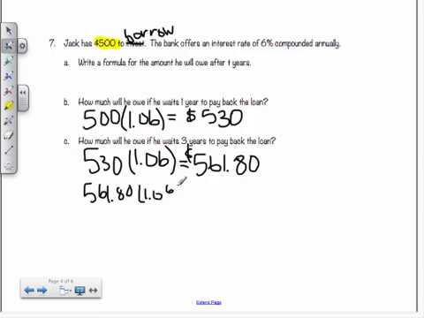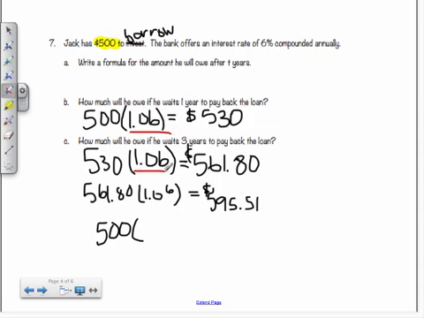And you end up getting $595.51. Okay, so notice how when it's compounded annually, I multiply the 1.06 by the new amount, not the original amount. Remember in the last video we talked about how the shortcut is just to take my initial amount and multiply it by 1.06 to the third power, because I'm multiplying by 1.06 3 times. So 1, 2, 3.